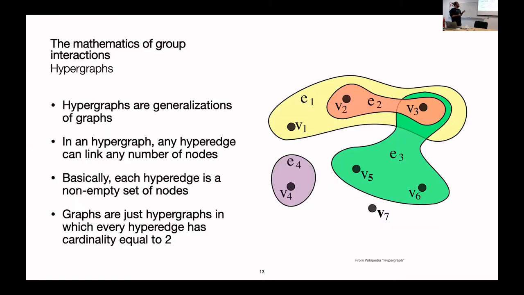So let's have a digression here and introduce the notion of hypergraphs, which is a mathematical object that generalizes the notion of graphs. And it's really simple and general. In a hypergraph, every edge can link any number of nodes. In graphs, we have edges that link 2 nodes. Here we have sets of nodes that are linked together and represent an interaction. Basically, hypergraphs generalize graphs. Graphs can be interpreted as hypergraphs in which every hyperedge has cardinality equal to 2.